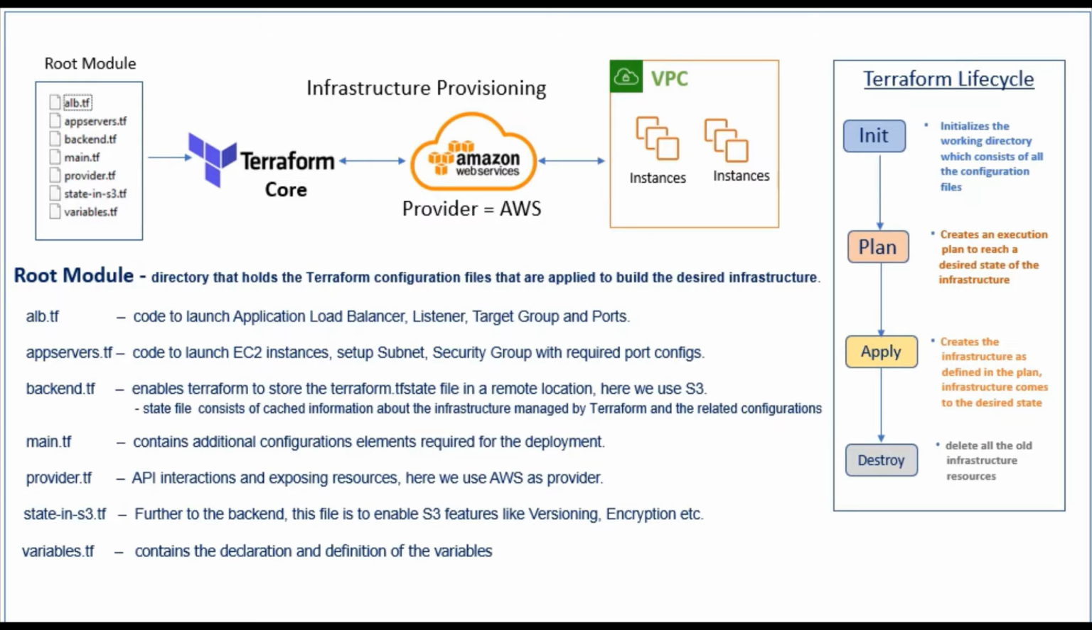A quick look at the Terraform lifecycle. It consists of init, plan, apply, and destroy. Init initializes the working directory in the background and connects to the provider for plugins as per the configuration files. Plan is used to create an execution plan to reach a desired state of the infrastructure. Apply deploys the infrastructure as per the plan and gets to the desired state. Destroy terminates resources defined in the configuration file.